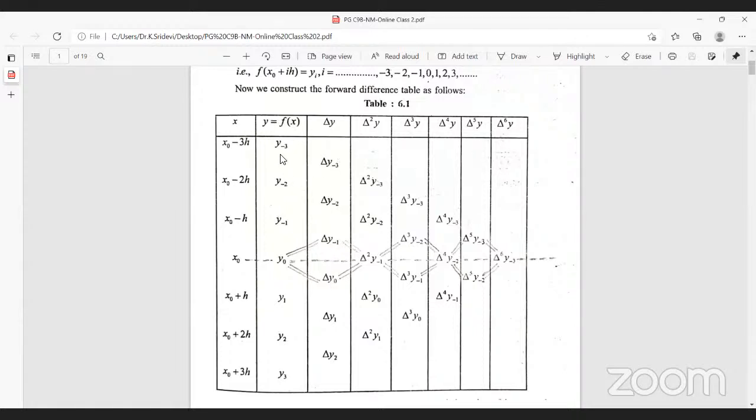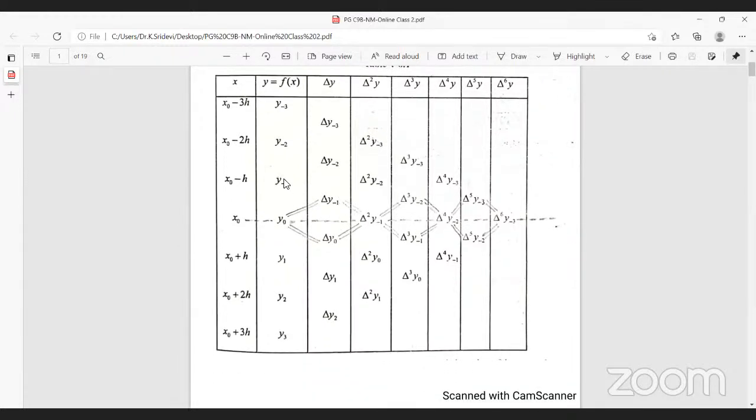y minus 2 minus y minus 3 is delta y minus 3. y minus 1 minus y minus 2 is delta y minus 2. Similarly, y naught minus y minus 1 is delta y minus 1. Next, the difference of y1 and y naught is delta y naught. y2 minus y1 is delta y1. y3 minus y2 is delta y2.